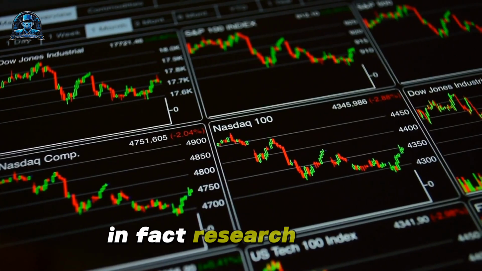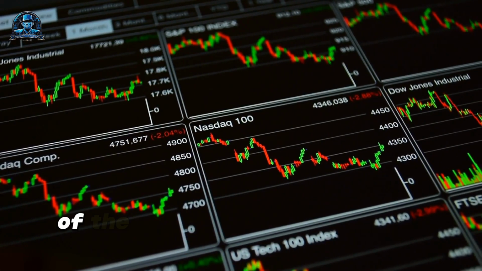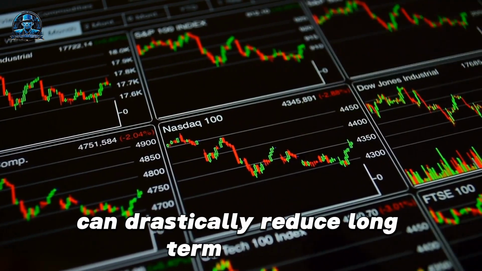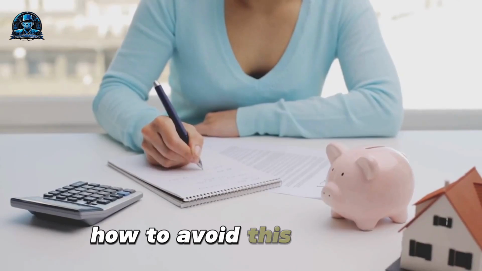In fact, research shows that missing just a few of the best-performing days in the market can drastically reduce long-term returns. How to avoid this mistake?